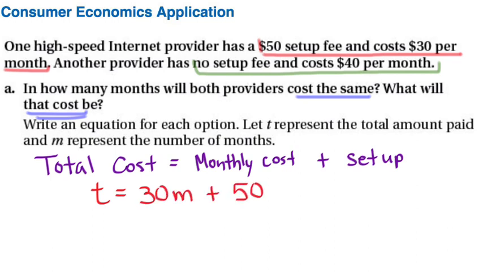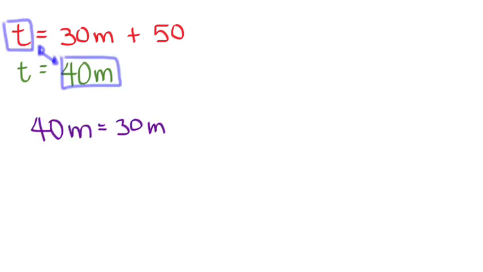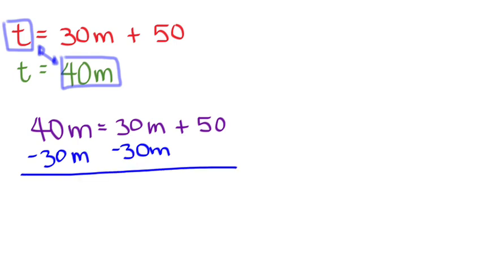So I know my first equation is $30 a month plus $50 initial fee, and my second equation is just $40 a month. Now because T is the same variable here, I can set these two equations equal to each other. 40M equals 30M plus 50. Now I can solve, isolating my variables.